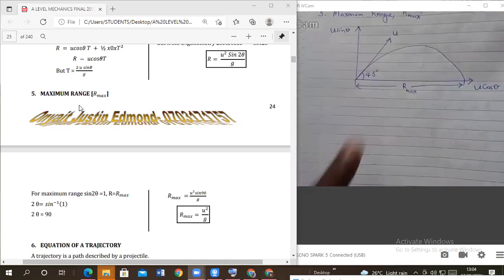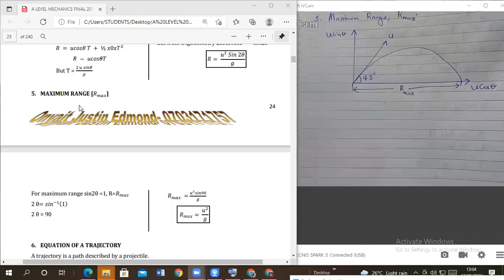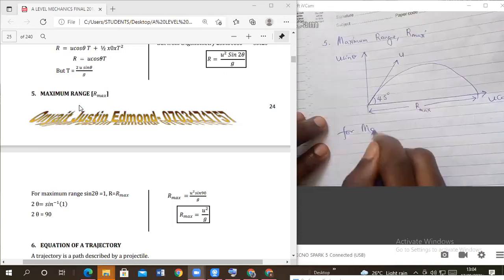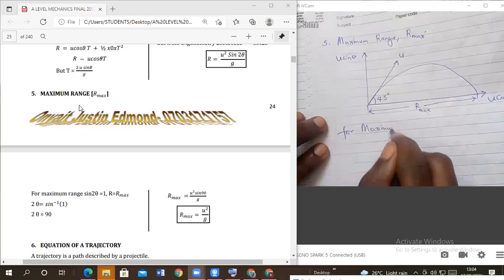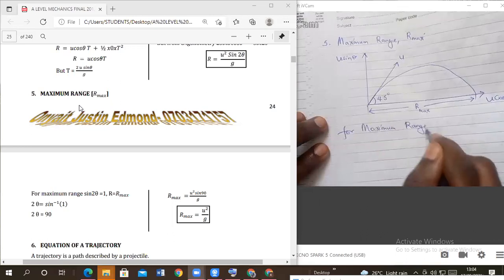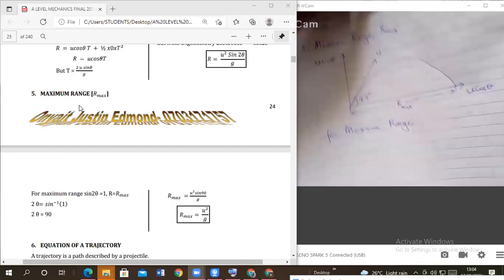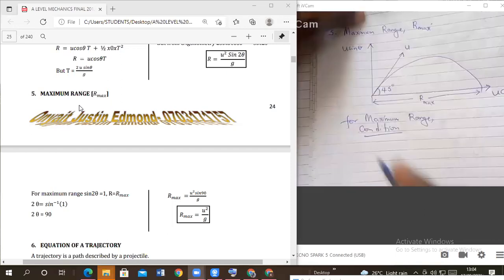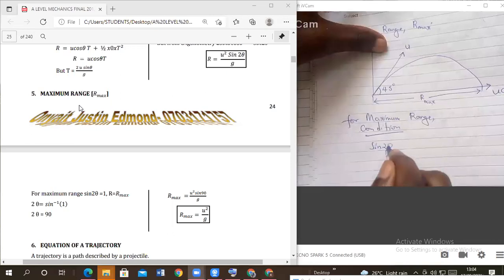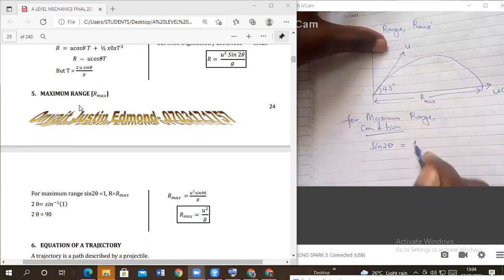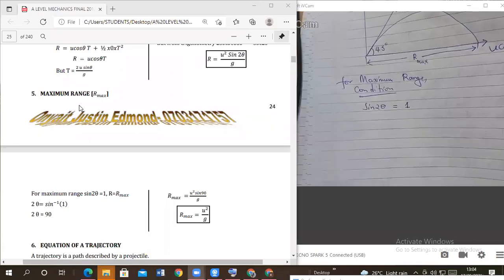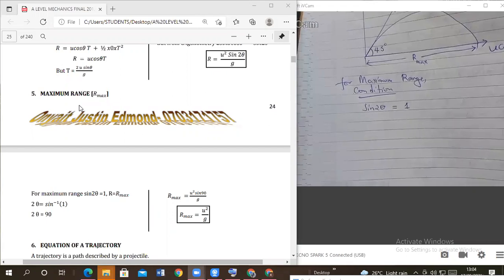So let's see how we arrive at that point. We are saying for maximum range, the condition is: sine 2 theta must be equal to 1. Sine 2 theta must be equal to what? 1.